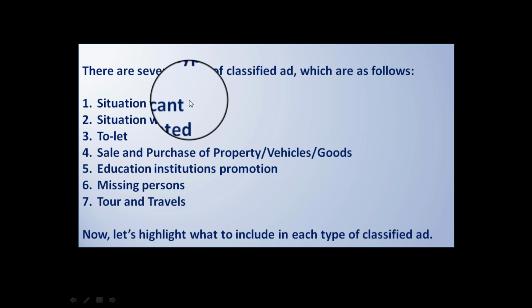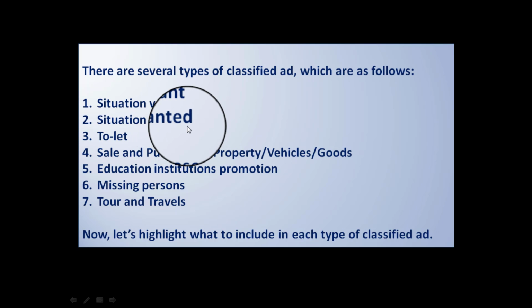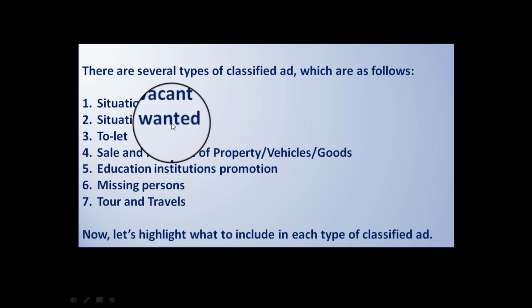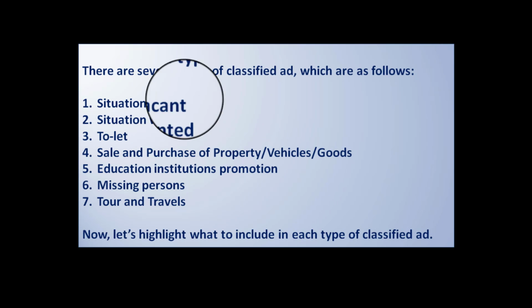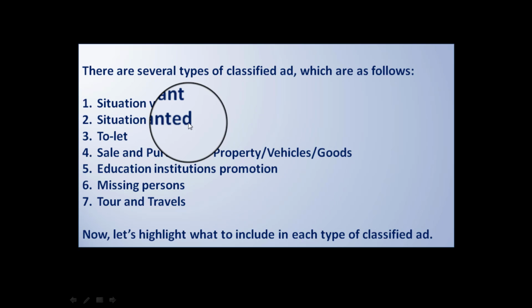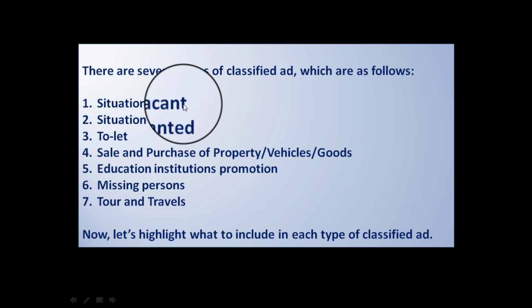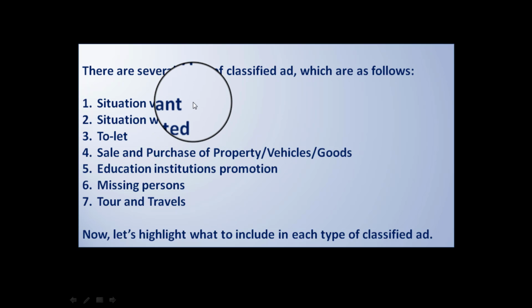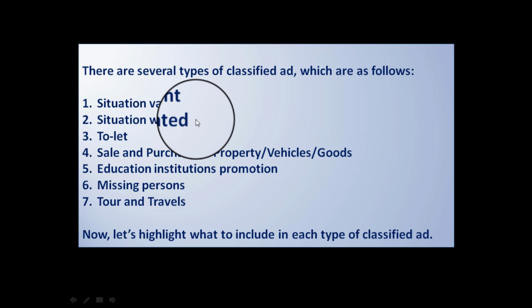At that time you write situation wanted. By the way, there is no major difference. Even the companies write situation wanted, but remember, vacant will not be used by the person who wants the job, the employee. So employers use situation vacant, and employees use situation wanted. But wanted can be used by both, the employer as well as the employee. I think you understand the meaning of employer: the one who gives you the job is called the employer, and one who takes the job is called the employee.